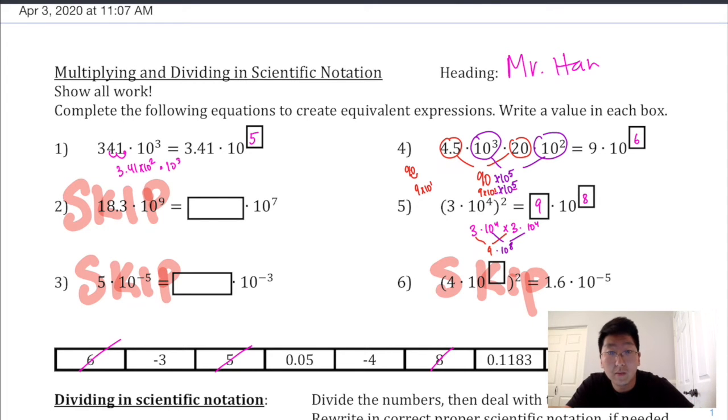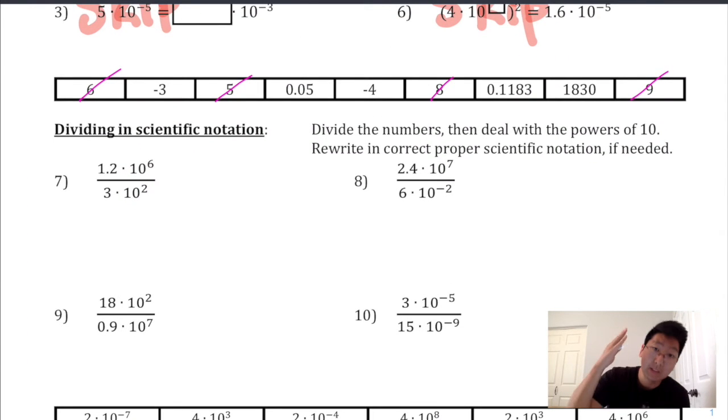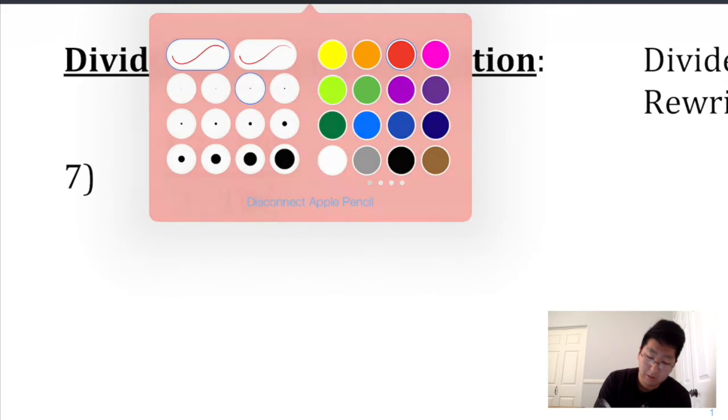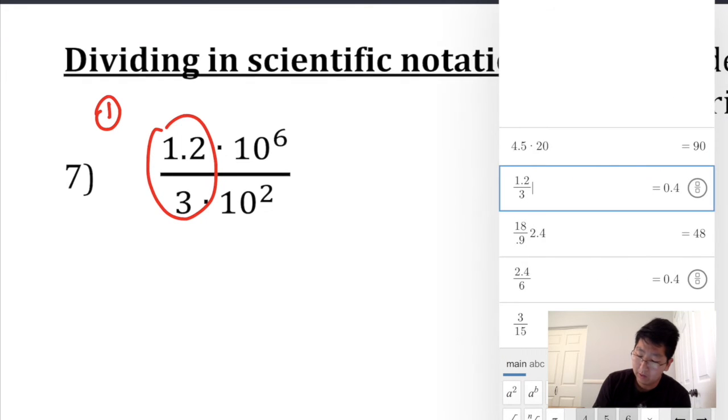It's already been 7 minutes. So let's get to it. Dividing. It's going to be the same concept, but we're going to divide the regular numbers. So what we're going to do is first divide the regular numbers. 1.2 divided by 3 is 0.4.